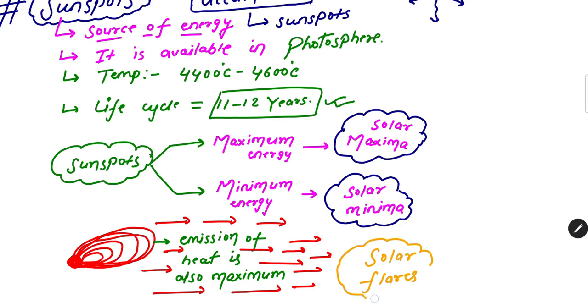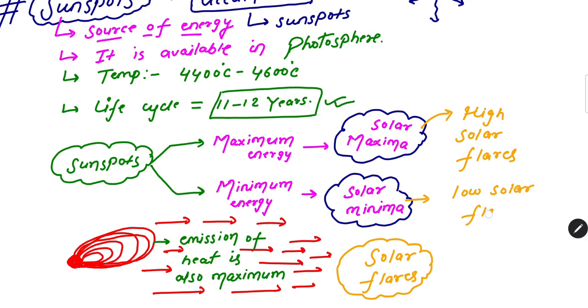Now again you can check this. If there is a solar maxima, then there will be high solar flares, and if there is a solar minima, there will be low solar flares. Here, high solar flares and low solar flares. Now coming back to the next point.